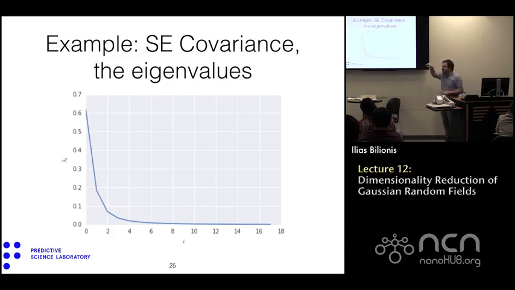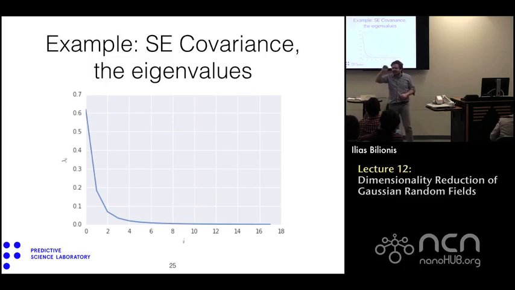This is how the eigenvalues of the square exponential covariance look. They start very high and they go down very fast. Because these multiply this expansion, you'll see that it doesn't really make sense to keep all of it. And this is where the dimensionality reduction is going to come from.